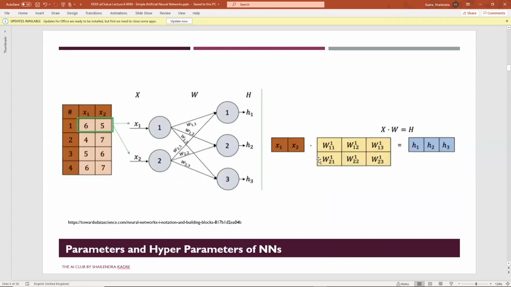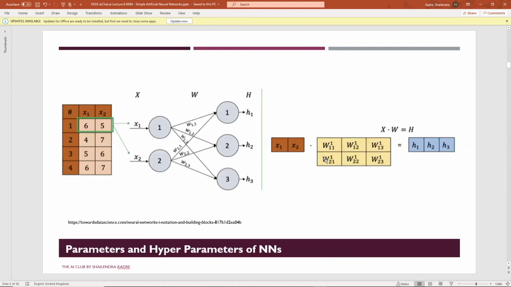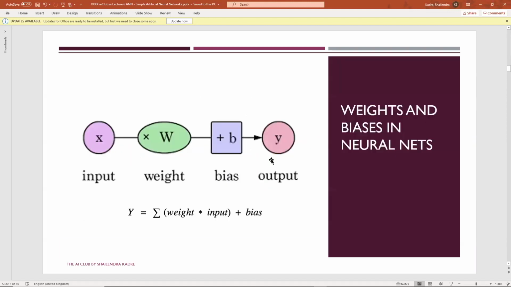Then superscripts stand for the layer number. W1 superscript stands for the first hidden layer. If it were layer 2, it would become W2. Then subscripts stand for the index of the individual neuron. So W11 means the first neuron connected to the first neuron of the next layer. W12 means the first neuron of the left layer connected to the second neuron of the next layer. W13 we know, right?